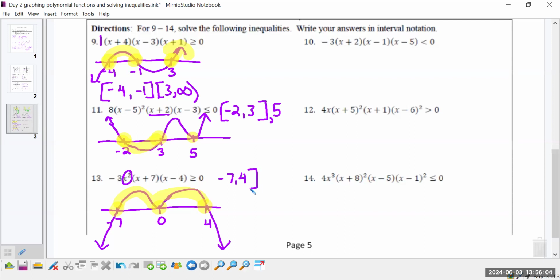You should produce graphs for 10, 12, and 14 on your own, but I will list the final answer so you can check your work. But if you don't have graphs, you will not receive full credit on this assignment.